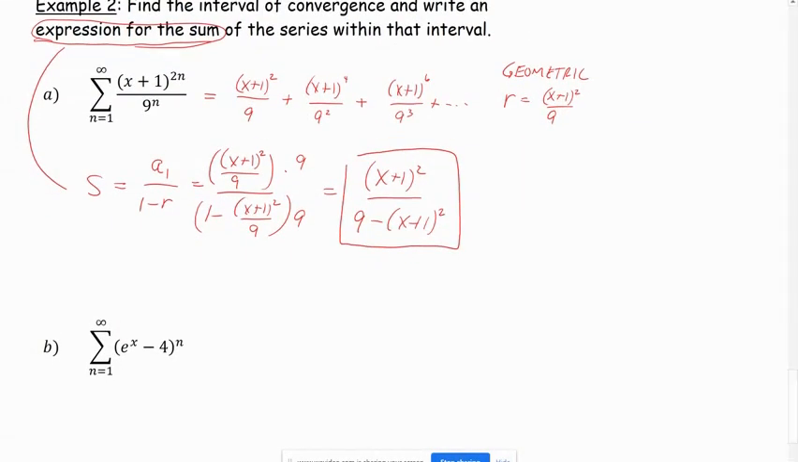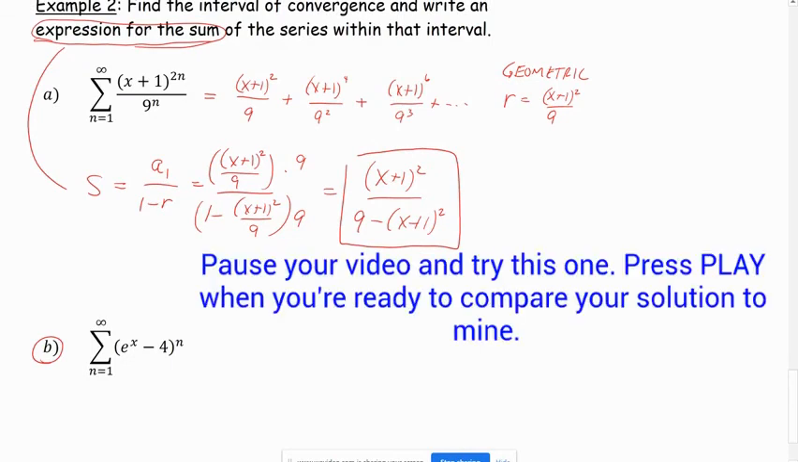Okay, go ahead and pause your video and try example B. See if you can follow the same steps that I did in example A. Pause your video and then press play when you're ready to see the solution worked out.